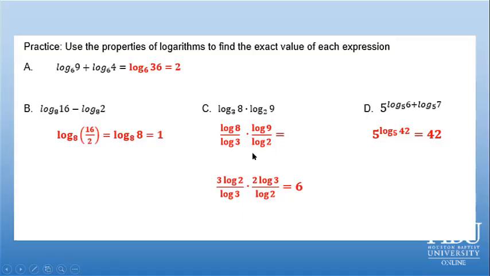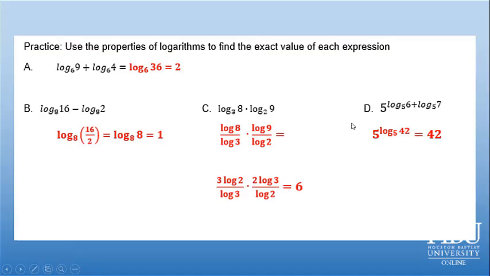Since 8 equals 2 cubed, the log of 8 equals 3 times the log of 2. And since 9 is 3 squared, the log of 9 is 2 times the log of 3. Now notice that the log of 2 in the numerator cancels with log of 2 in the denominator, and log of 3 in the numerator cancels with log of 3 in the denominator. So all I'm left with is 3 times 2, which is equal to 6.